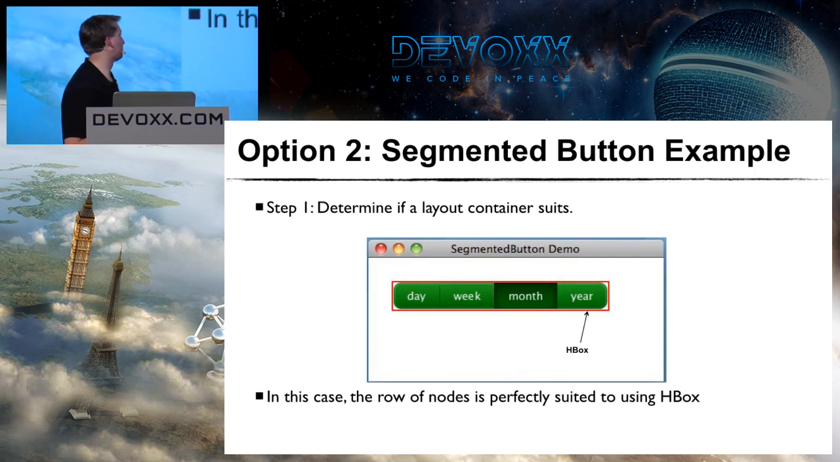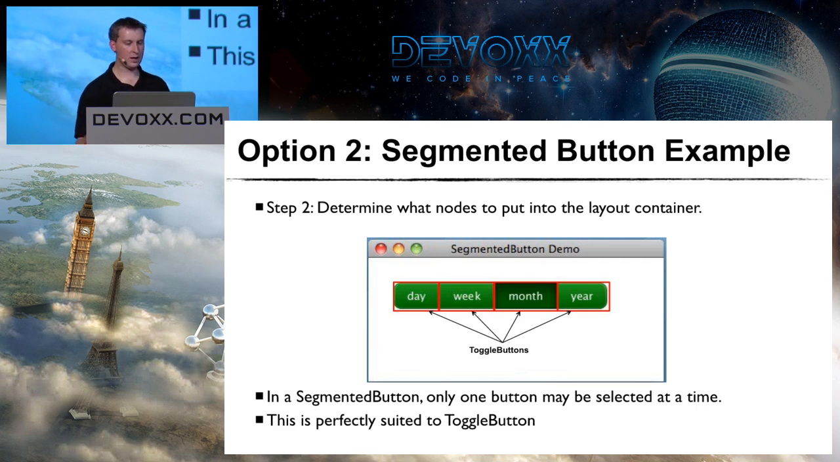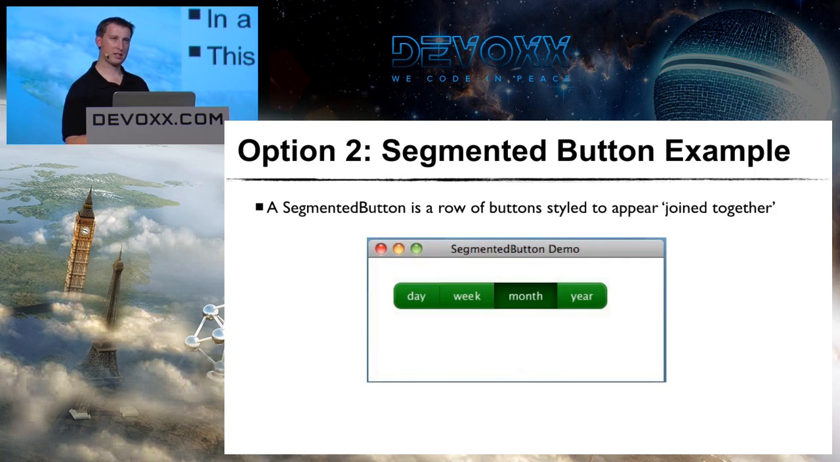So the first step is really to work out what layout container suits your needs. In this case, it's perfectly suited for an HBox, and HBox is just going to lay things out left to right. The next step is to work out what to put inside your layout container. In this case, toggle buttons are perfectly suited because we only want one of these buttons to be pushed in at a time.